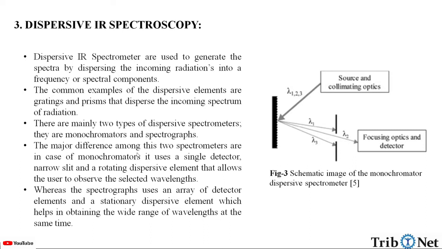The major difference among these two spectrometers are, in case of monochromators, it uses a single detector, narrow slit, and a rotating dispersive element that allows the user to absorb the selected wavelengths, whereas spectrographs use an array of detector element and a stationary dispersive element which helps in obtaining a wide range of wavelength at the same time. Here in this figure, we can see the schematic image of the monochromatic dispersive spectrometer.